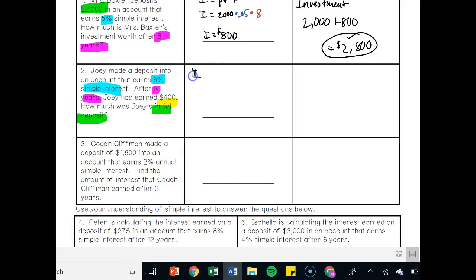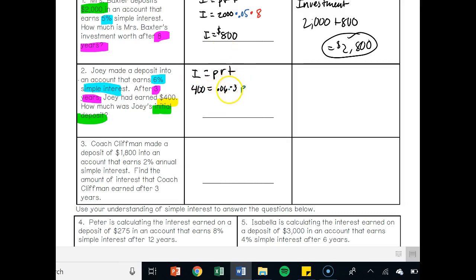So I equals PRT. So our interest is something that we know. That was $400 to begin with. Our principal is something that we don't know. We know our rate of 6%, 0.06, and we know our time of 3 years. So we need to figure out what our principal is, right?